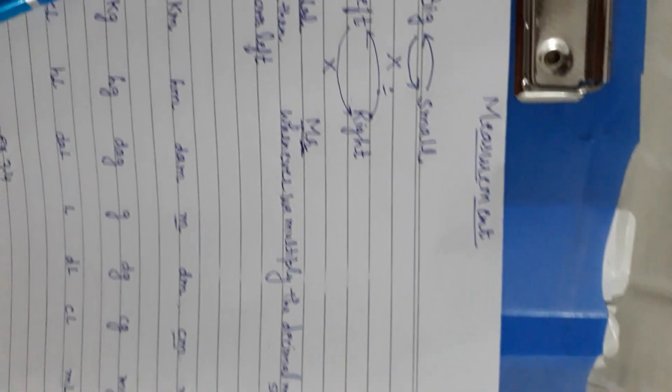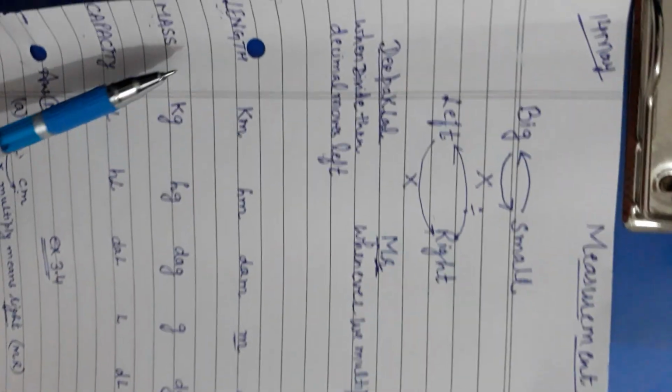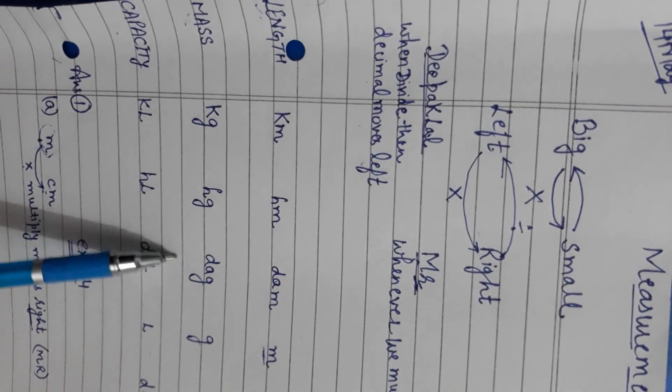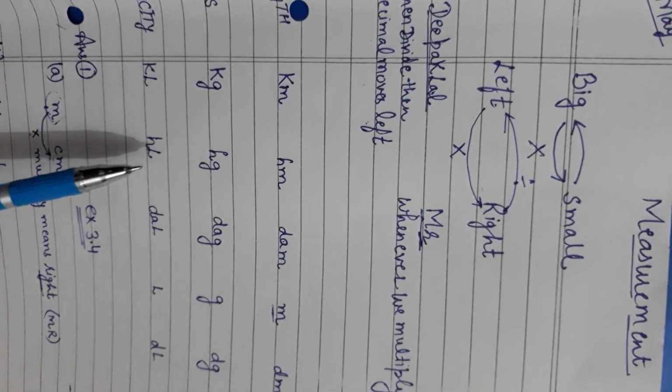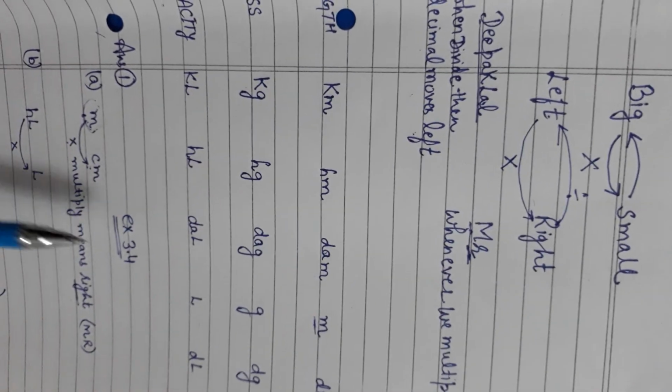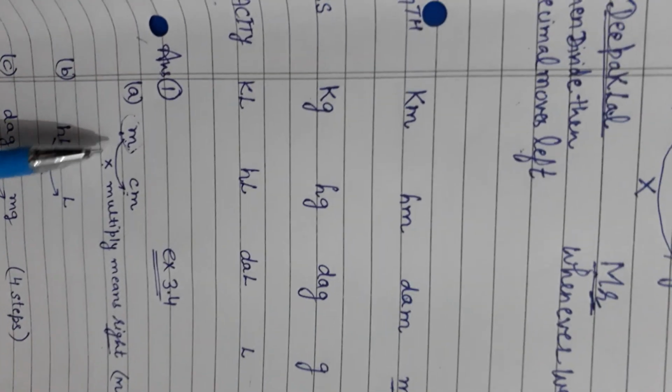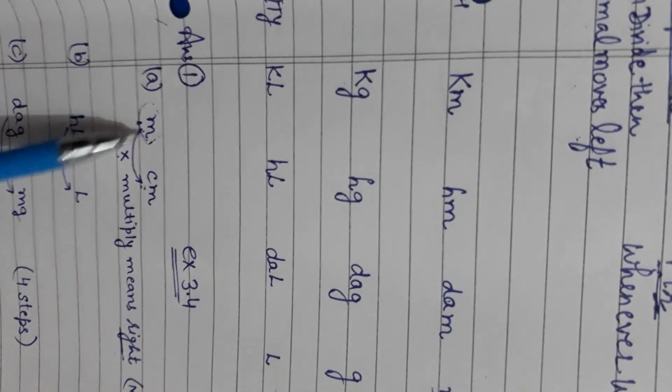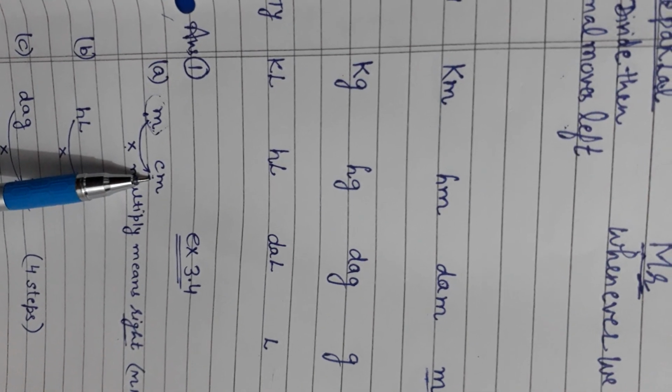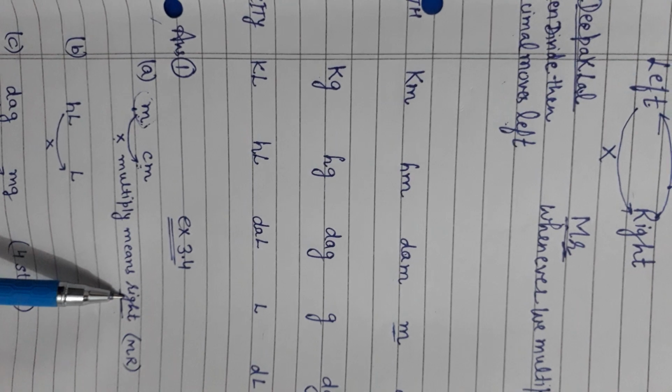Now these are the units of length, mass, capacity, you know all of you, it's written in your book. Now exercise 3.4 question number 1 ਇਹ ਹੈ ਕਿ state true or false: ਕਿ ਜਦੋਂ ਵੀ ਮੀਟਰ ਟੂ ਸੈਂਟੀਮੀਟਰ ਆਪਾਂ ਕਨਵਰਜਨ ਕਰਦੇ ਹਾਂ, ਦੈਨ ਉਹ ਕਹਿ ਰਿਹਾ ਕਿ the decimal moves to right.